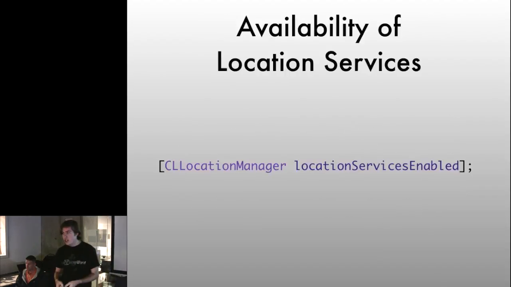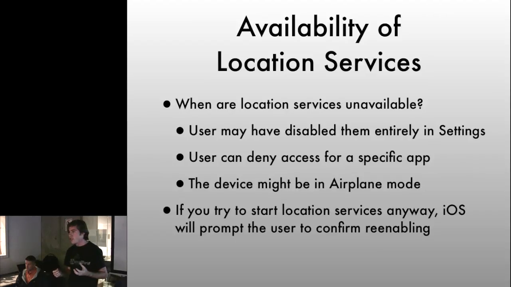Okay, so how do we determine if your device can get location services? Well, there's a pretty simple Boolean method on CLLocationManager that says, are location services enabled? It just returns true or false. And there are a number of cases when location services would not be available. The user has the option to totally disable location services in settings. They can just turn them off entirely, which means no application anywhere on iOS has access to the device's location.